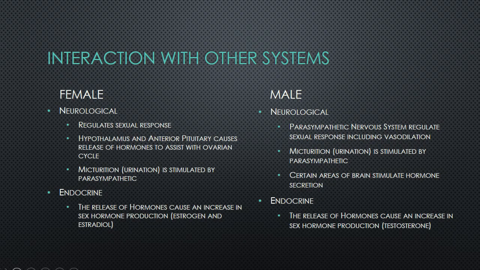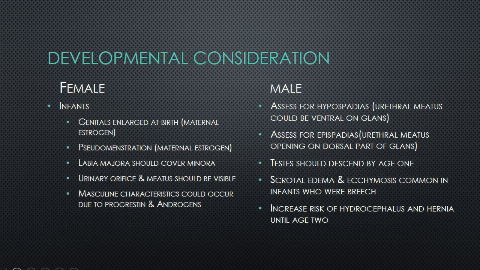And then micturition, which is urination, is stimulated by the parasympathetic. In the male, they also have micturition that's stimulated by the parasympathetic. The parasympathetic will help regulate the sexual response, including vasodilation. And then certain areas of the brain will help stimulate hormone secretion. And then in endocrine, the release of hormones causes an increase in sex hormone production. So for a woman, that is estrogen and estradiol, and for a man, testosterone.